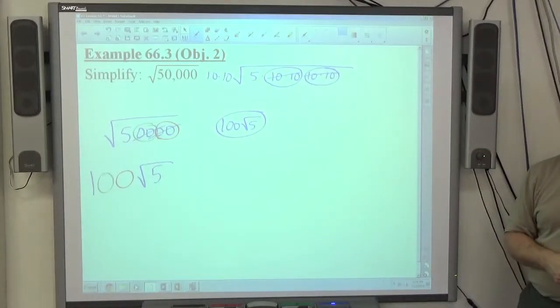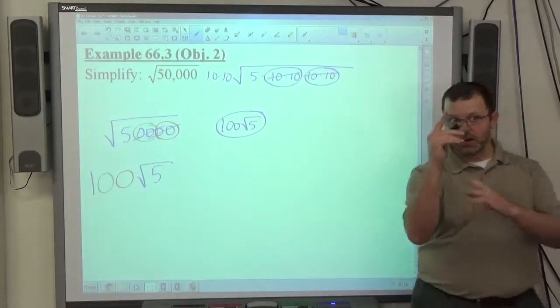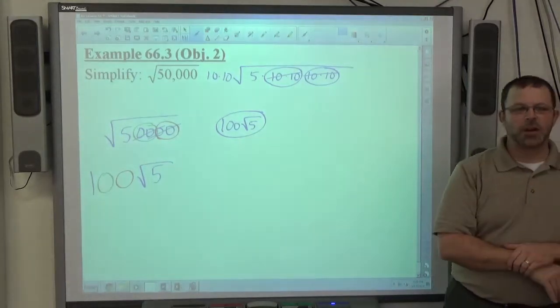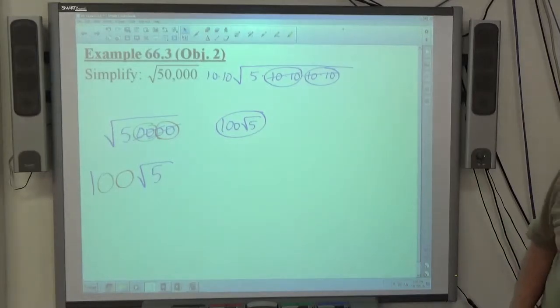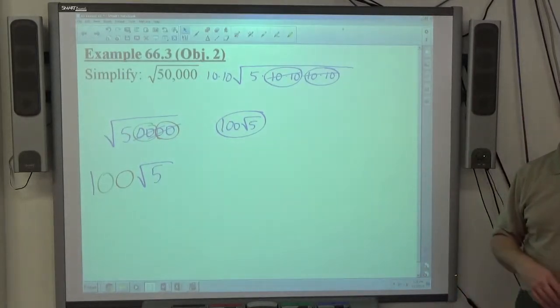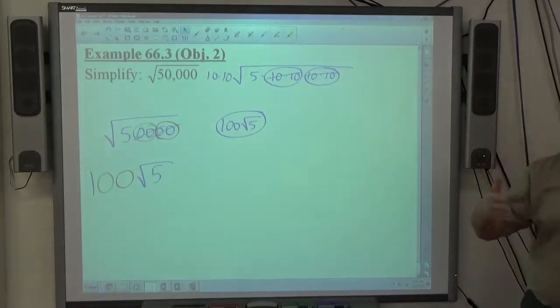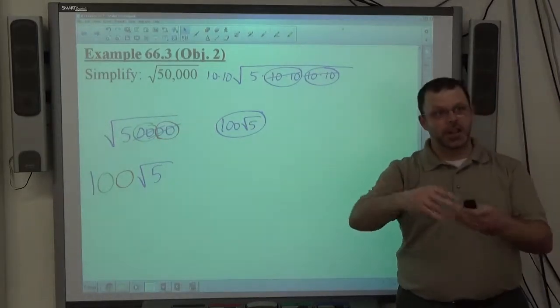That works all the time too. So it's always 1 followed by how many zeros are paired up. All right? And that's how you handle that. Either way works, you get the same answer either way. If it's an odd number of zeros, then one of the zeros stays with the 5, then you'd have 50, then you got to break the 50.